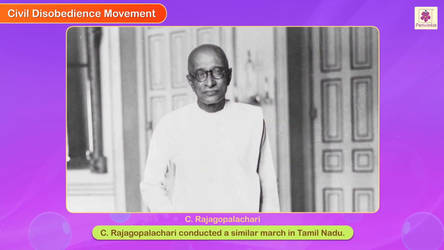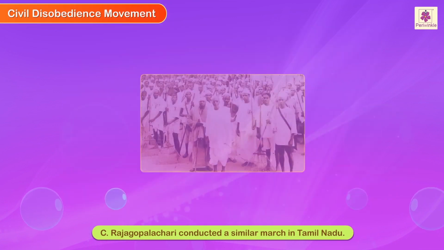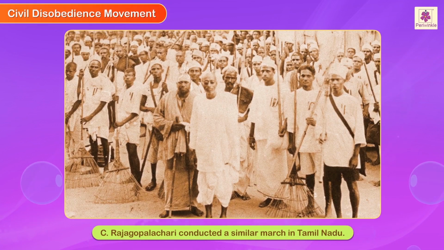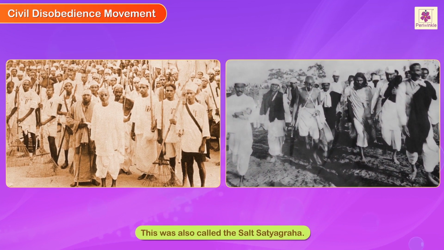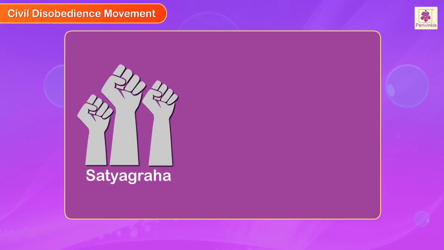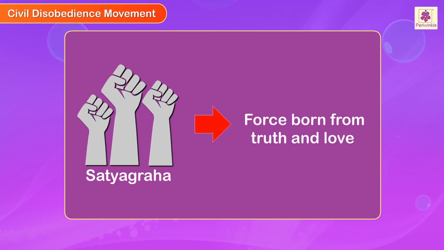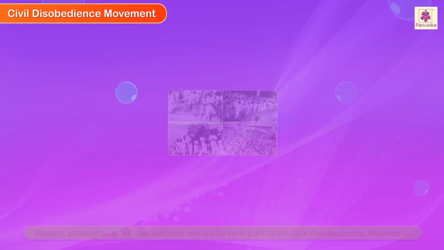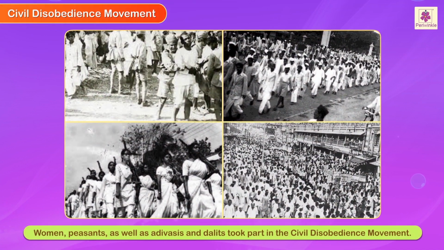C. Rajagopalachari conducted a similar march in Tamil Nadu. This was also called the Salt Satyagraha. The term Satyagraha symbolizes force born from truth and love. Women, peasants, as well as Adivasis and Dalits took part in the civil disobedience movement.